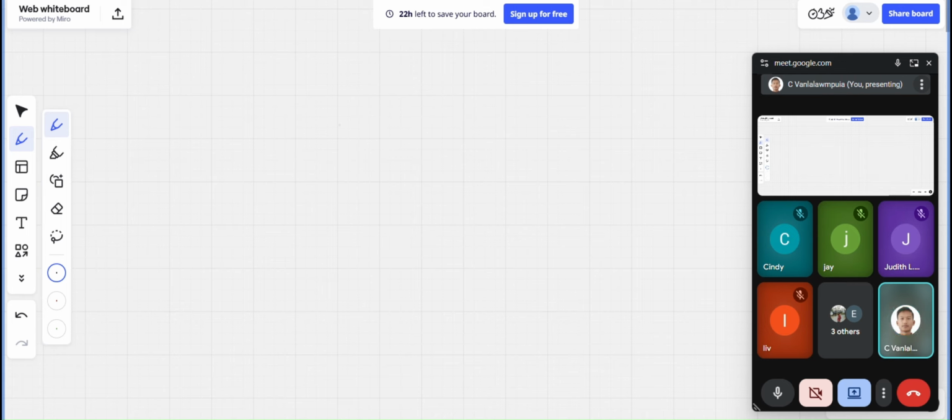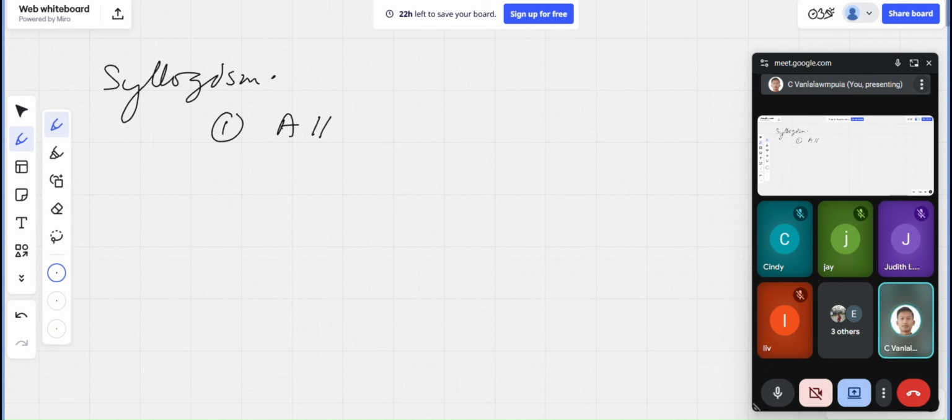So there are four types in syllogism. What is the number one? The number one is the "all" type.